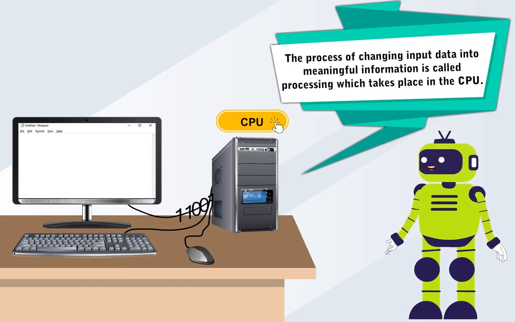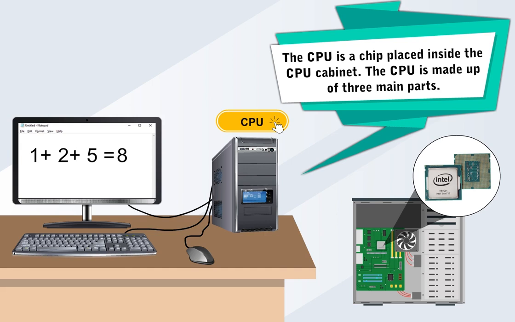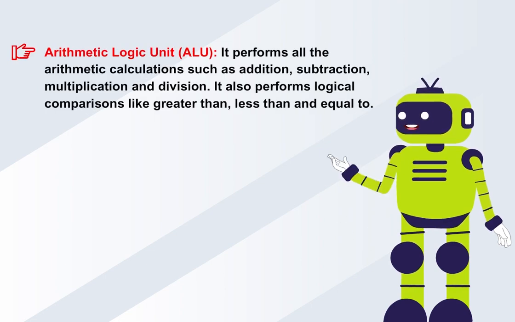The process of changing input data into meaningful information is called processing, which takes place in the CPU. The CPU is a chip placed inside the CPU cabinet. The CPU is made up of three main parts. Arithmetic Logic Unit, ALU. It performs all the arithmetic calculations such as addition, subtraction, multiplication, and division. It also performs logical comparisons like greater than, less than, and equal to.